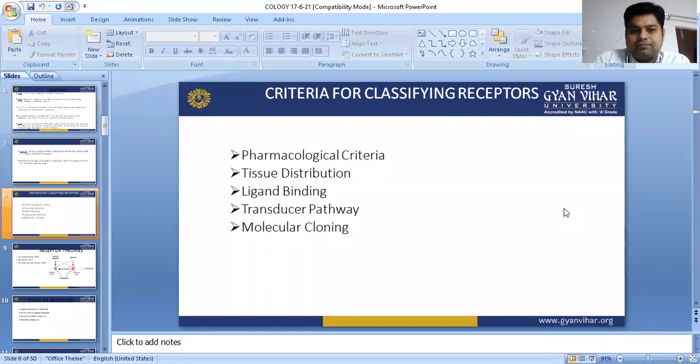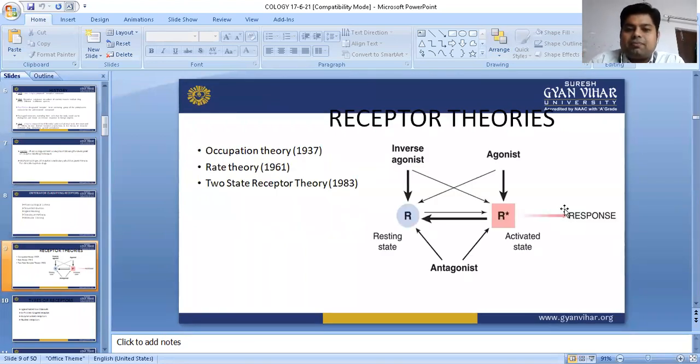Now, molecular cloning. Now, what are the receptor theories which we have discussed in the previous session also? Drug plus receptor means when the drug binds with the receptor, it forms a drug receptor complex, and after that it produces a therapeutic response. So behind this, we have seen many types of theories, eight theories in yesterday's class, but apart from them, only two or three theories are accepted.